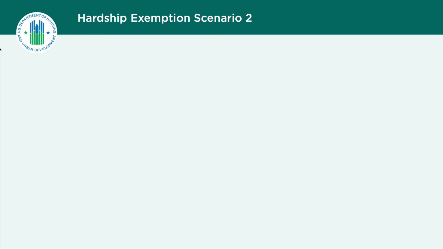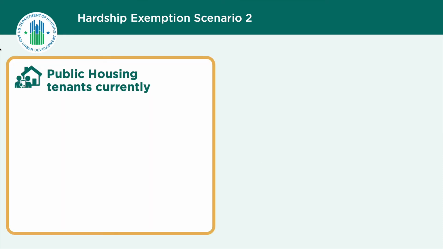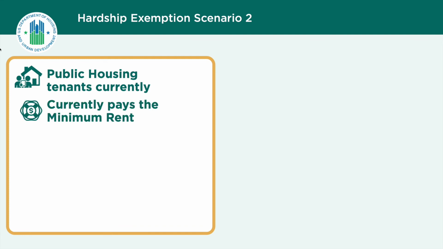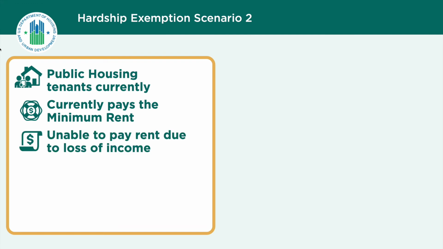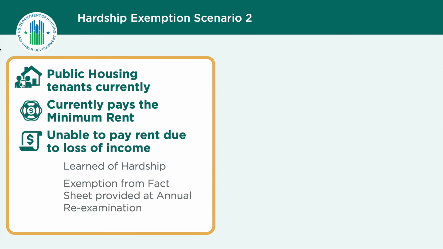A family currently residing at a PHA property recently completed their annual reexamination. During the annual reexamination, they received a fact sheet from the PHA which explained the hardship exemption policy. As it turns out, the family who is currently paying the minimum rent has been struggling to pay due to the head of household being placed on furlough during the COVID-19 pandemic. They contact the PHA to request a hardship exemption.